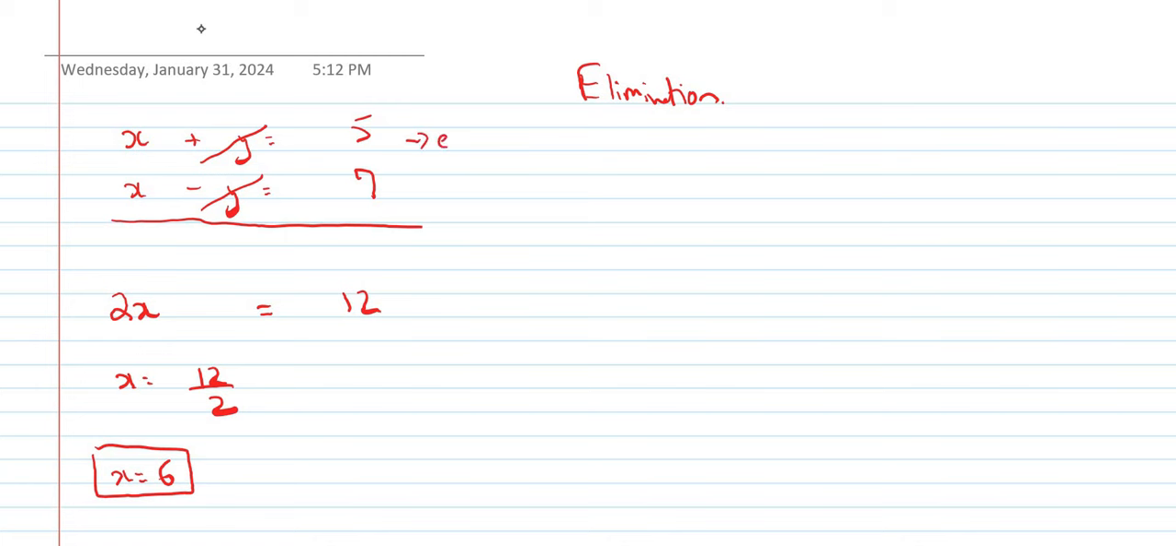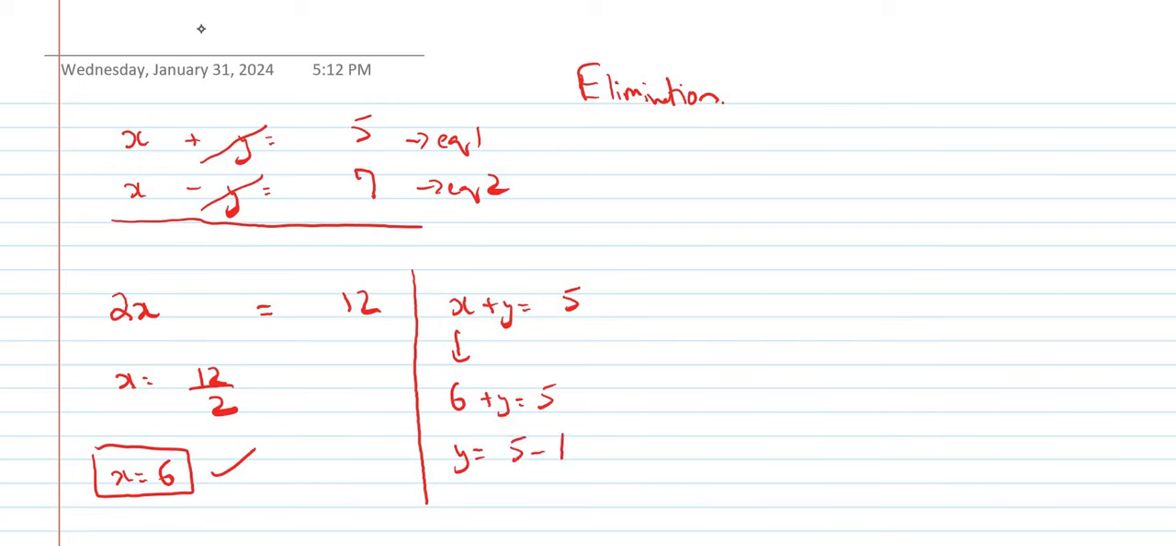Now look, this was equation 1 and this was equation 2. We found one value, which is the value of x. Now we will find the value of y. You can either use equation 1 or equation 2. So let's say x plus y is equal to 5. We are using equation 1. Instead of x, I will write 6. 6 plus y is equal to 5. y is equal to 5 minus 6. y is equal to negative 1. So this is the first example of simultaneous equations.